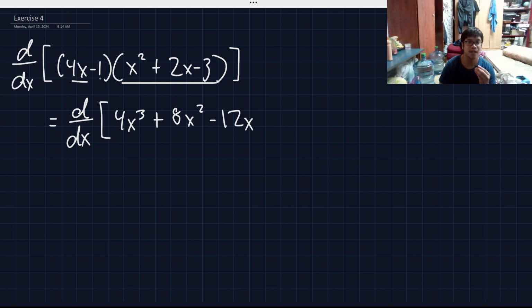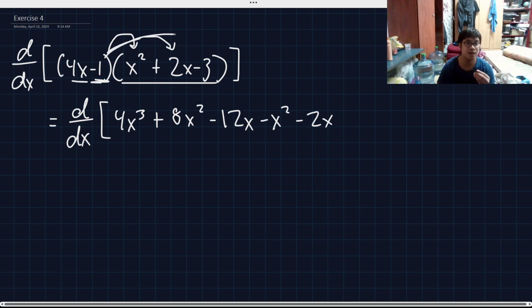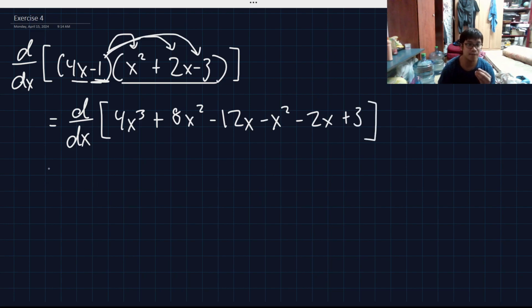Next, negative 1. We will distribute negative 1 to the terms on the right. So negative 1 times x squared, we will have negative x squared. Negative 1 times 2x, we will have minus 2x. And lastly, negative 1 times negative 3 will give you positive 3. Now that everything is expanded, there are no more parentheses. Now, we can combine like terms, or similar terms, in other words.